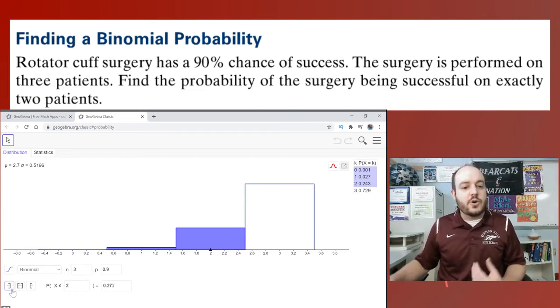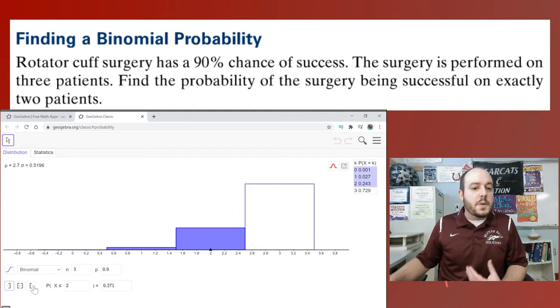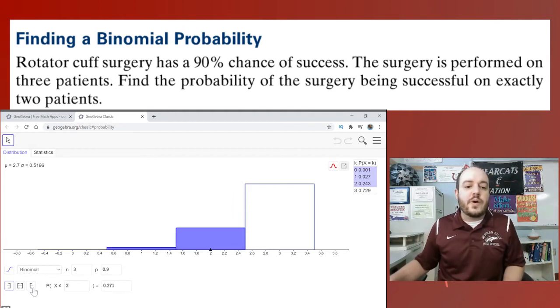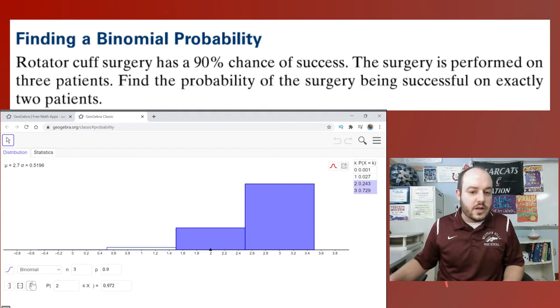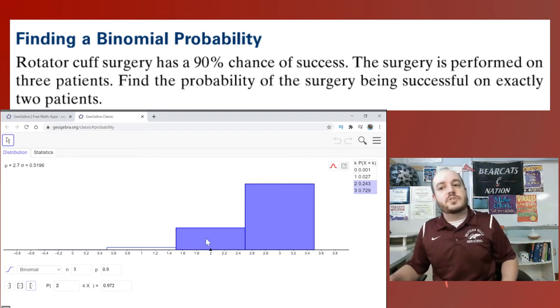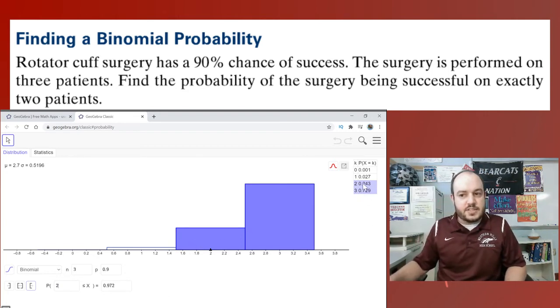Now, if I wanted to go in the opposite direction of saying, what about 2 or more, then I would leave the 2 there, and I'm going to click on this right one. What that does is instead, it's going to take that number that we plug in there and shade all of the numbers to the right of that. So in this case, 2 and 3. And you can see it adds the 2 of those together and gives us our answer of 97.2.